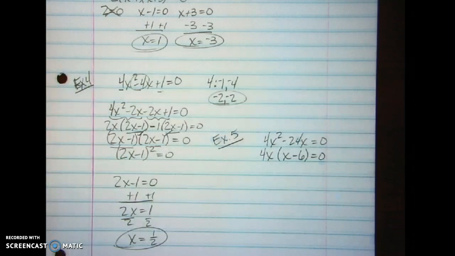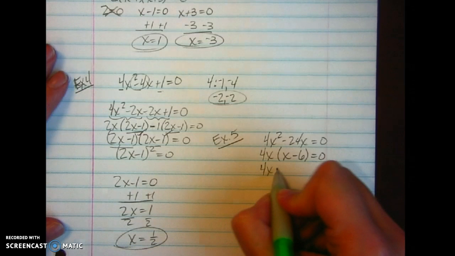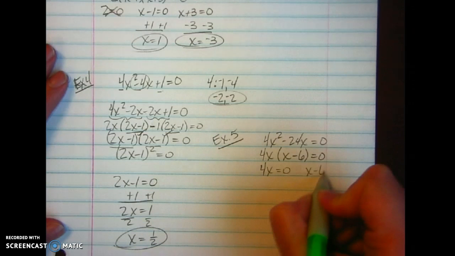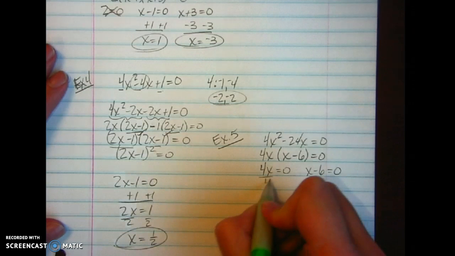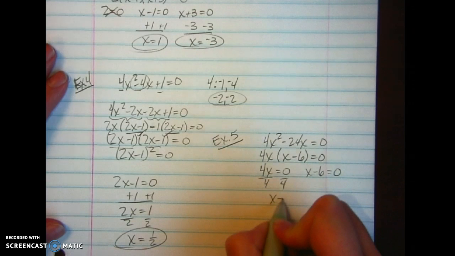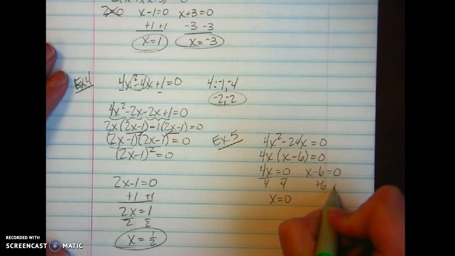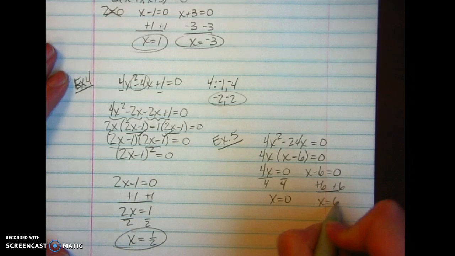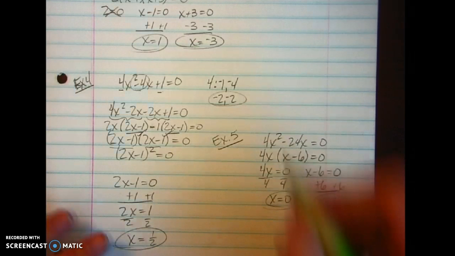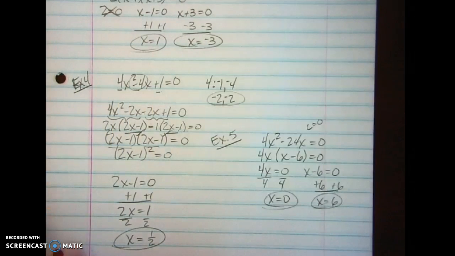And notice there's nothing else to do on this one because you managed to already break it down into two factors that are linear. So we can make this 4x equals 0 and x minus 6 equals 0. If I divide by 4 here, I get 0. And if I add 6 here, I get x equals 6. So two solutions, even though my c term here was 0. All right. Keep practicing because that's the only way that factoring gets easier.